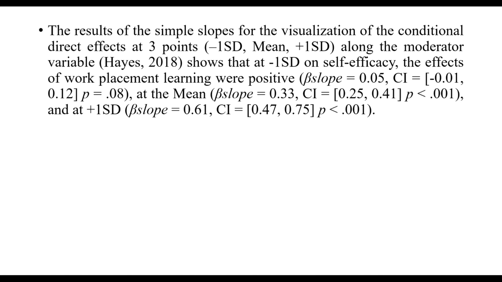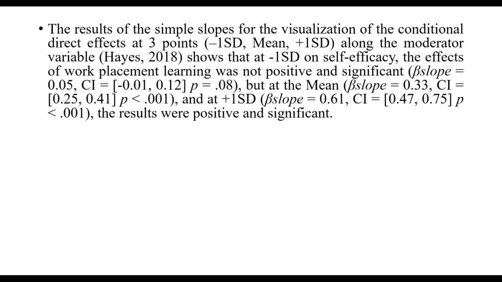So this is where we want to see at high level, at middle, and lower level. One good thing about using the ProcessMacro is that it will give you an opportunity to know how the moderator variable influences the variable at 3 time points, at low, average, and high level along the moderator variable. The result of the simple slopes for the visualization of conditional direct effects at 3 points, which is at low, that is -1 standard deviation, at the mean, which is at the average level of support, shows that at low level on self-efficacy, the effect was not positive and significant.